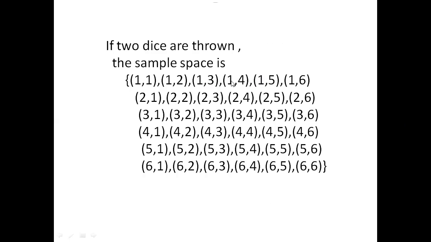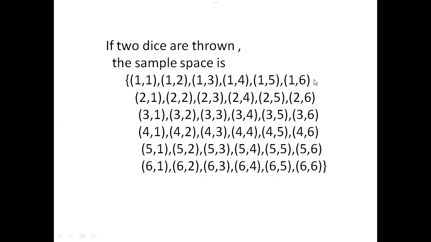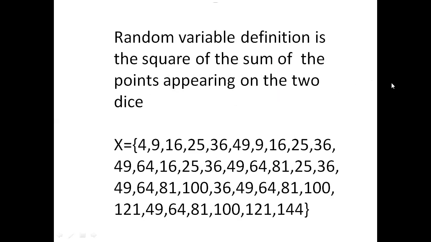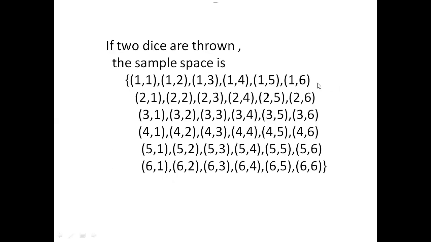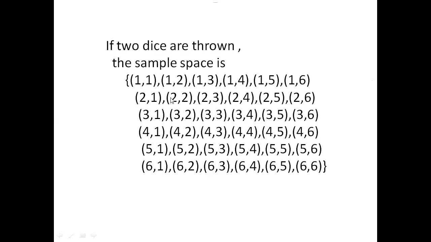1, 4. What is the sum? 5. Square of 5, 25. 1, 5. What is the sum? 6. Square of 6, 36. 1, 6. What is the sum? 7. Square of 7, 49. Okay. Next outcome is 2, 1. What is the sum? 3. What is the square of 3? 9.